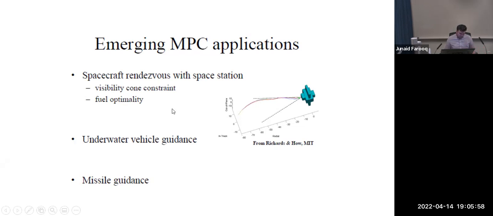Similarly, other applications like underwater vehicle guidance, spacecraft rendezvous with the space station, right? For example, if you want to align two things in a dynamic way, MPC is a good approach. Another possibility is air refueling. When two aircraft want to refuel, they will actually have to align with each other, and such types of applications can be dealt with using MPC controllers.